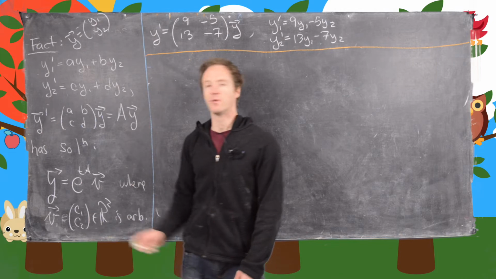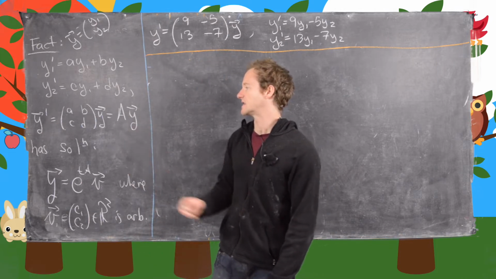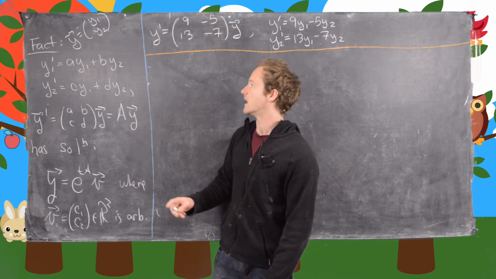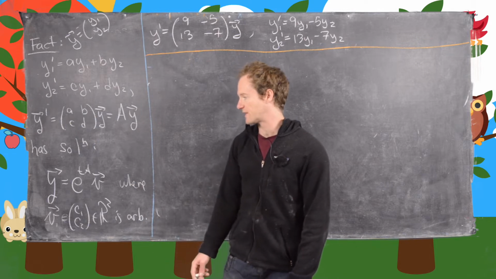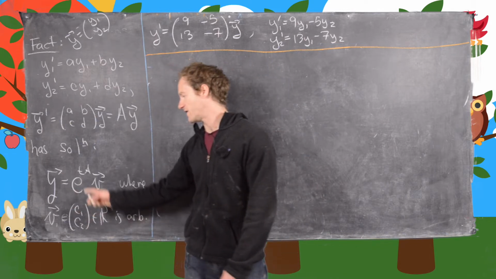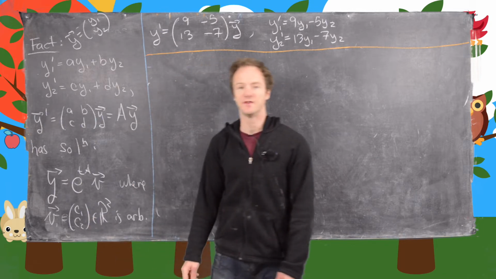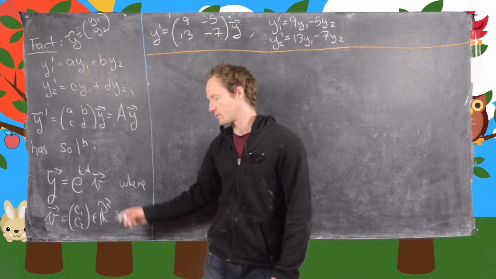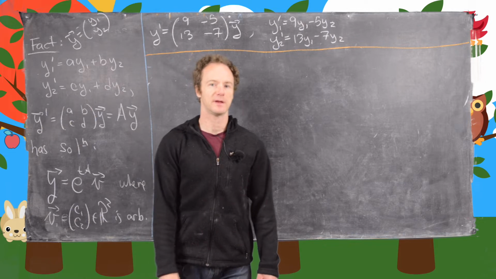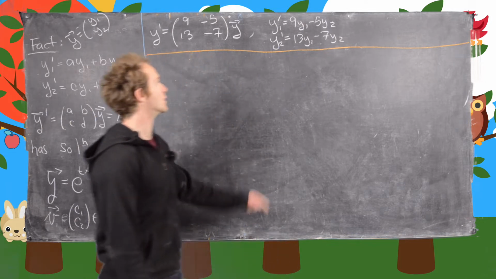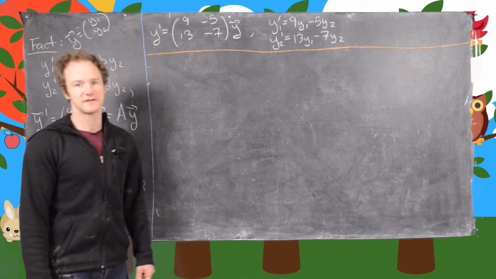So we have y vector prime is a matrix A times y vector, and previously we've shown that this has a solution. y vector is e to the tA times some vector v, where this vector v is a vector of arbitrary constants. That would depend on the initial condition if we had one. Now in this video we want to look at this example.